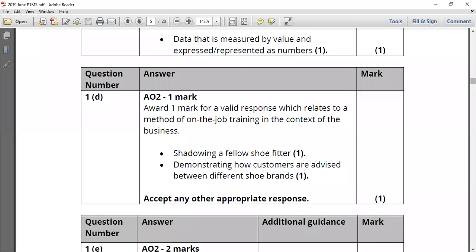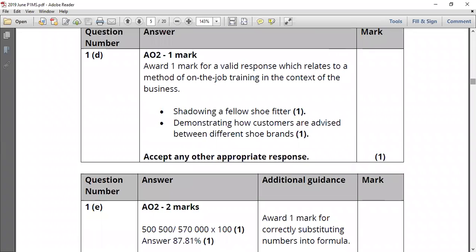Because this is backyard shoes, they are selling shoes and handbags. So you can see: shoe fitter, shadowing a handbag designer, or demonstrating how customers are advised between different shoe brands. Demonstrating is another one, mentoring or demonstrating, that's a method. But if you write just demonstrating, 0 marks. You have to write demonstrating how customers are advised between different shoe brands. That's the way you have to write for this.